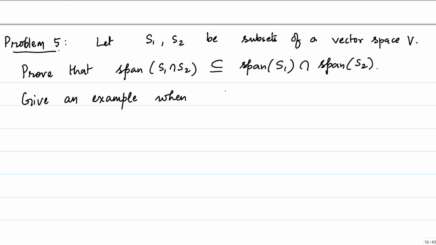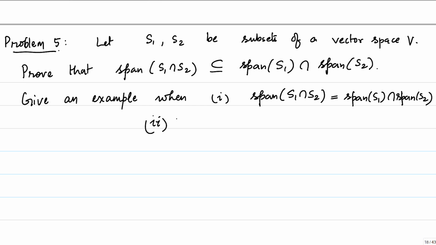When (1) the span of S1 intersected with S2 is equal to the span of S1 intersected with the span of S2, and (2) when the span of S1 intersected with S2 is a strict subset of the span of S1 intersected with the span of S2. So, the problem not only demands us to prove some statement, it also asks us to come up with an example.